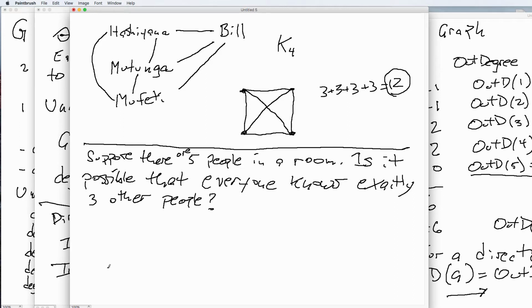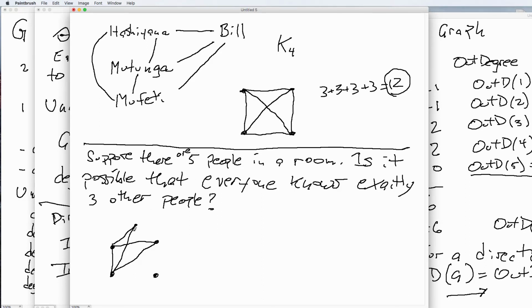Well, let's think about that. So I've got 1, 2, 3, 4, 5. Let's see. If this person knows 3 people, that's 1, and then we know 1, and then we know 1. So this person's okay. Now we have to have this person know 3 people. Well, this person already knows 1. He's got to know 2 more, so we'll come over here and draw that, and we'll draw that. Okay?